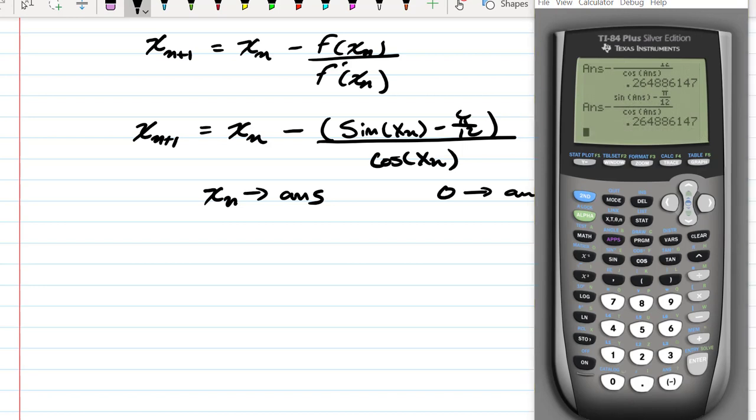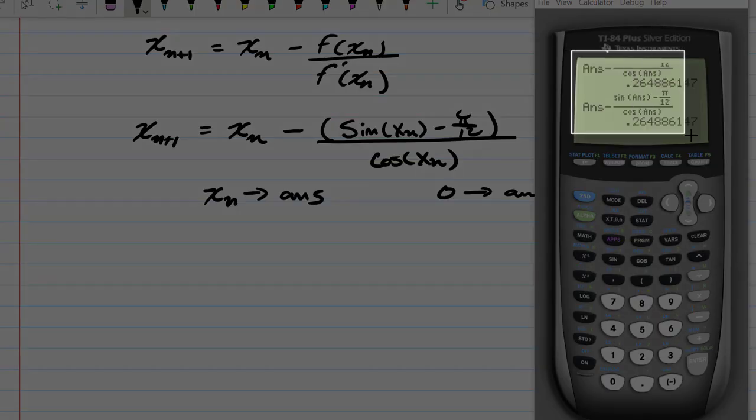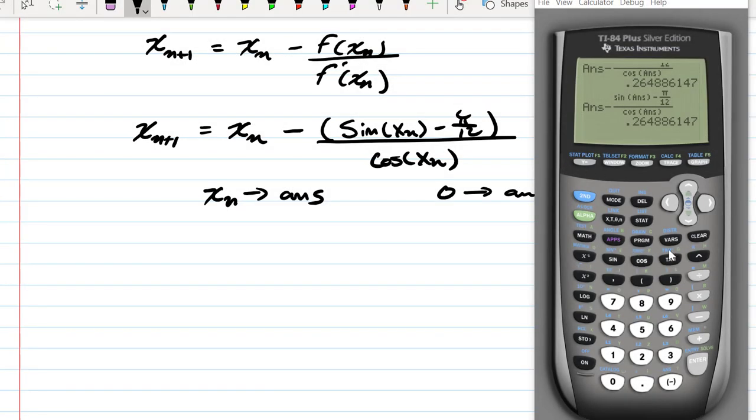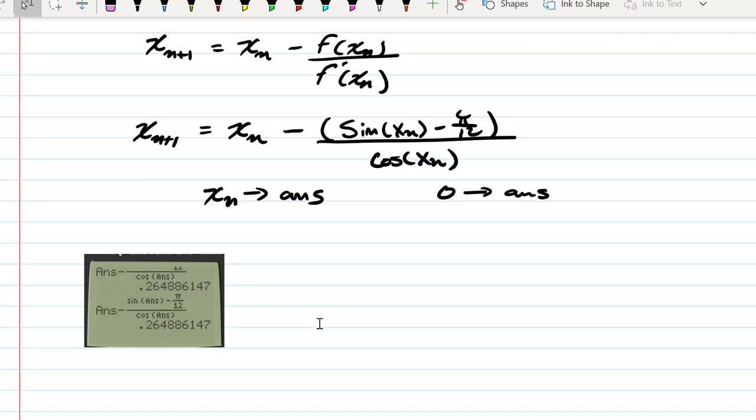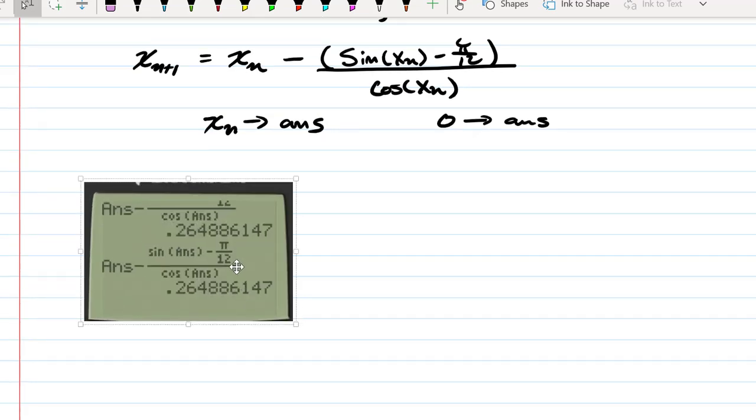And that gives us the value, or the approximation, of the 0 of that function. So it would be 0.26488647.